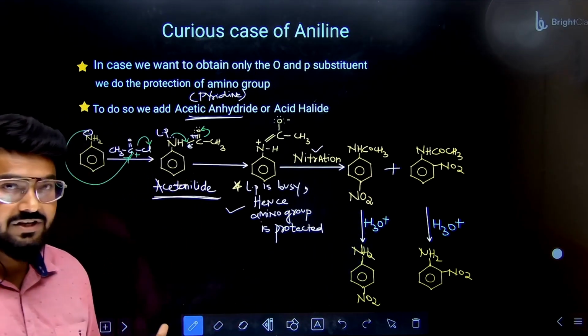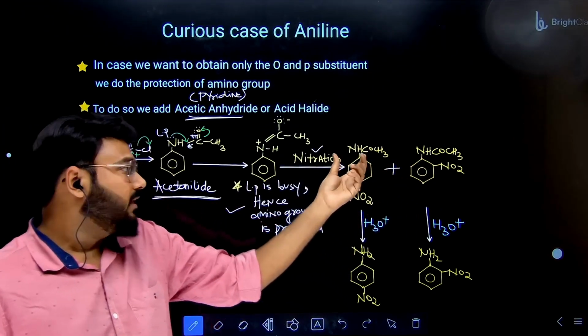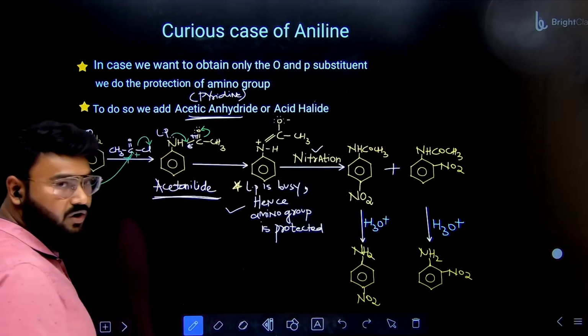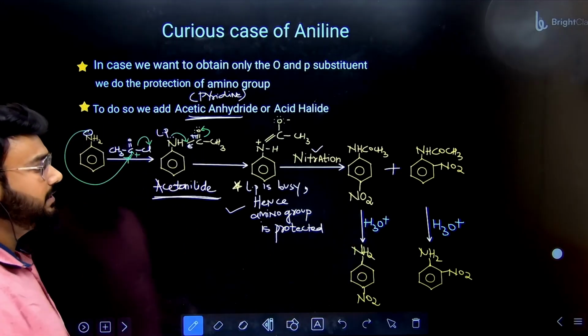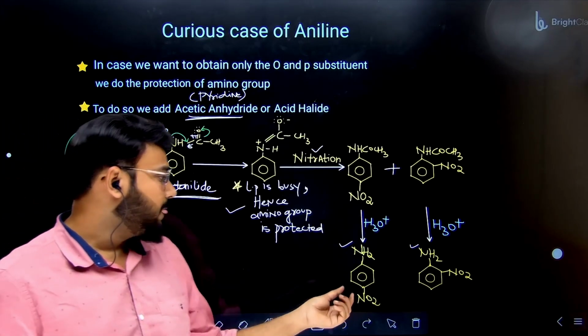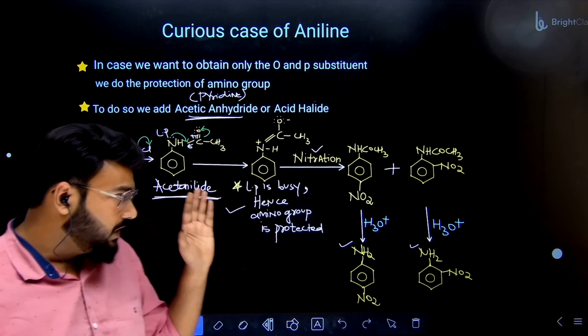Now the ring activation is increased. And after that, ultimately, we need the aniline. So how do we get that? So add the acid hydrolysis, H plus H2O or H3O plus. And this will give us the aniline. So our two products are ready, which is para-nitroaniline and ortho-nitroaniline. So keep that in mind.